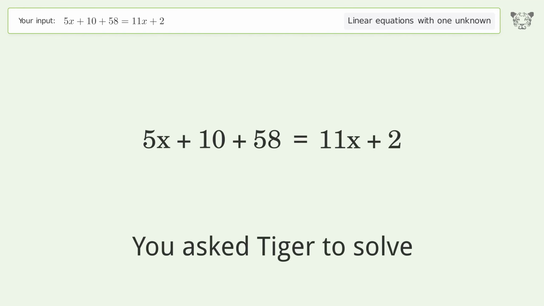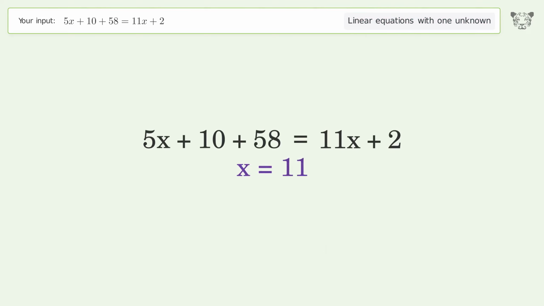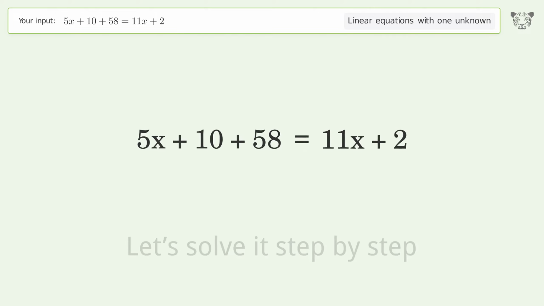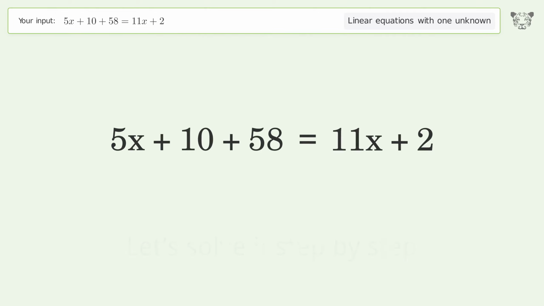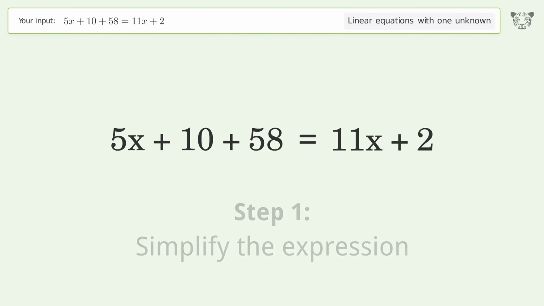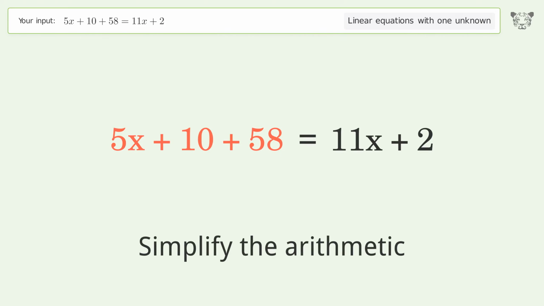You ask Tiger to solve. This deals with linear equations with one unknown. The final result is x equals 11. Let's solve it step by step. Simplify the expression. Simplify the arithmetic.